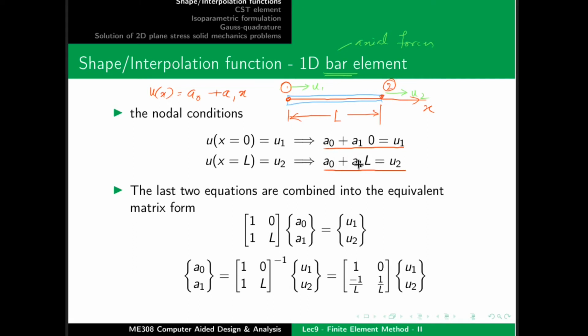So we will do it more systematically. We will convert it into a matrix form. So we have a matrix representation of the same equations. We have to calculate a0 and a1. In order to find a0 and a1, we can take the inverse of this matrix and multiply it with u1 and u2. So we will get a0 and a1. So we have to find the inverse of this matrix.